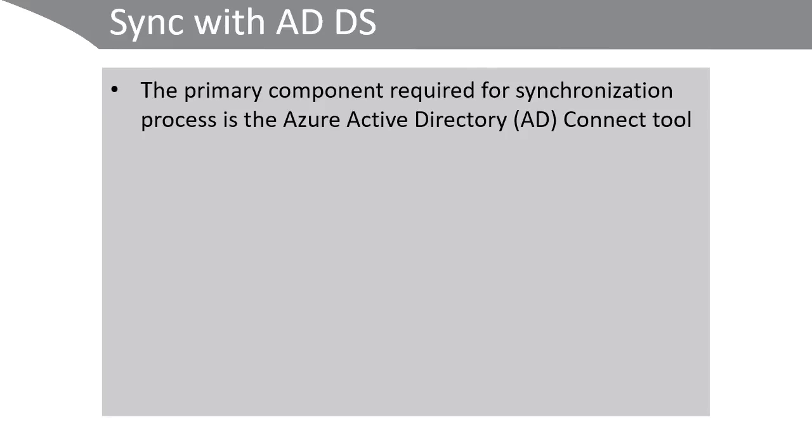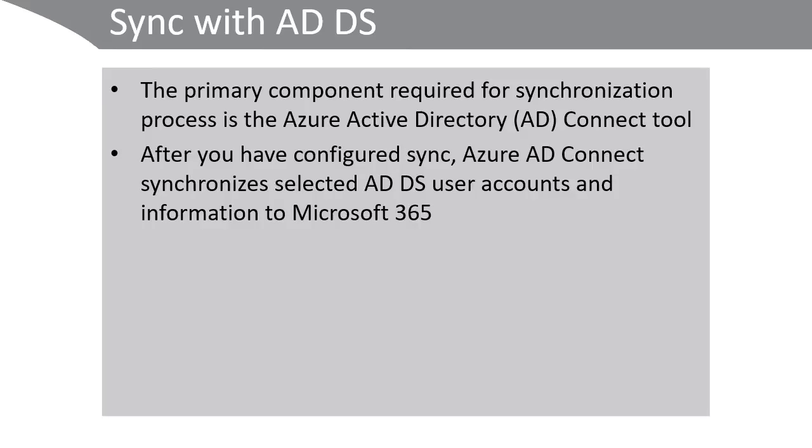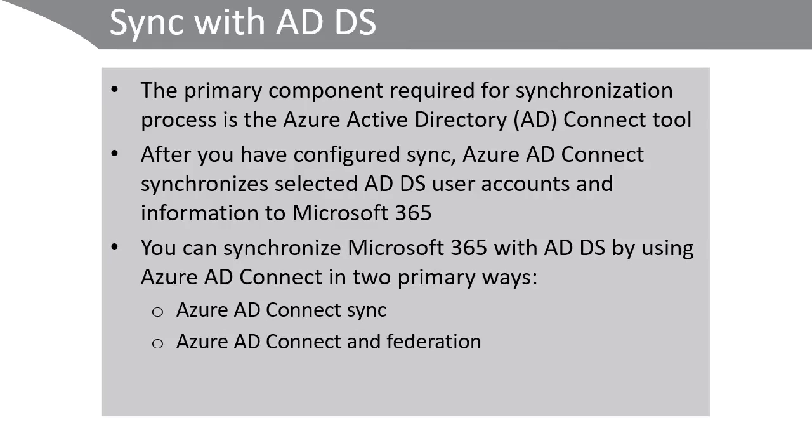If you're an on-premises user of Active Directory Domain Services, or ADDS, you can synchronize this content with Azure AD. The primary component required for synchronization is called the Azure AD Connect tool. Once you've configured the synchronization, Azure AD Connect synchronizes selected ADDS user accounts and information to Microsoft 365. You can synchronize Microsoft 365 with ADDS by using Azure AD Connect in two primary ways: one, by using Azure AD Connect Sync, and two, by using Azure AD Connect and Federation.